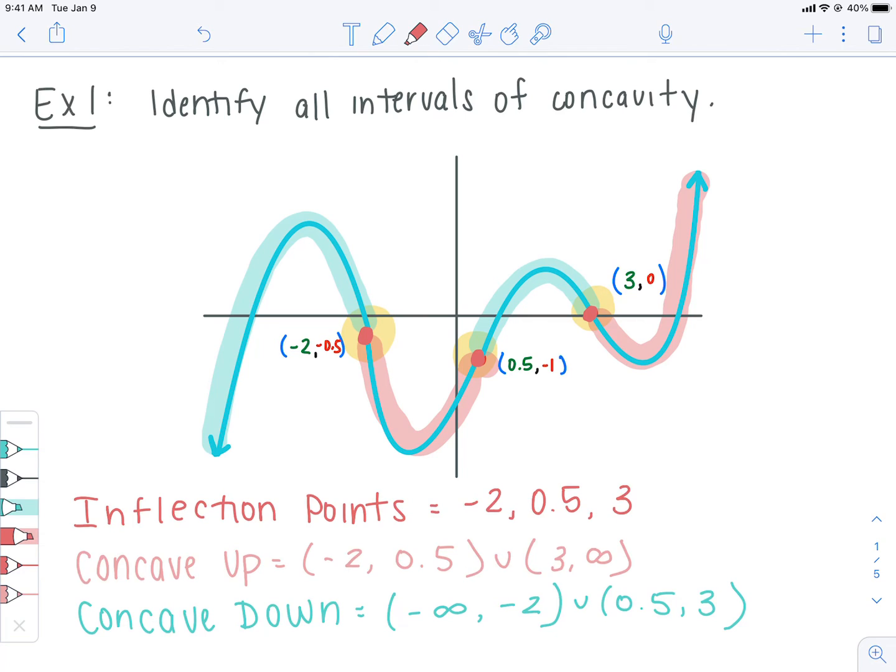So same kind of idea as increasing and decreasing, where you're giving me a chunk of the graph, you're giving me an interval. The only difference is now you're looking at the shape of the graph versus whether it's just going uphill or going downhill. Not bad? Okay.